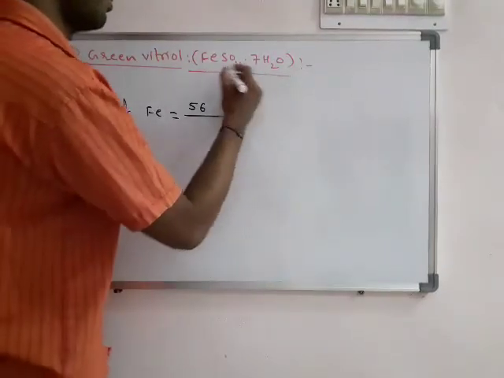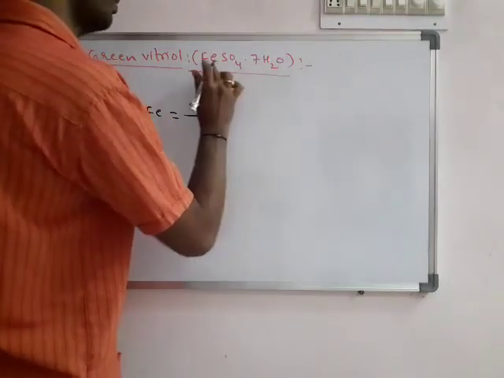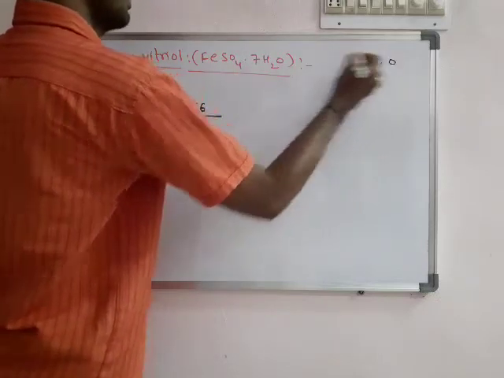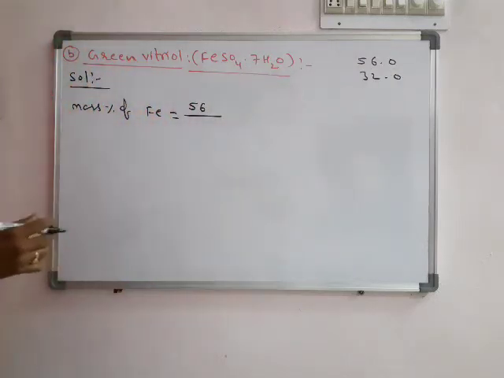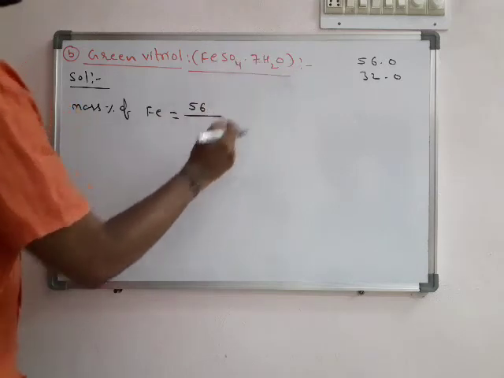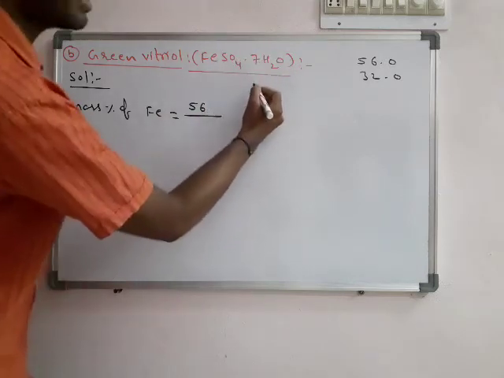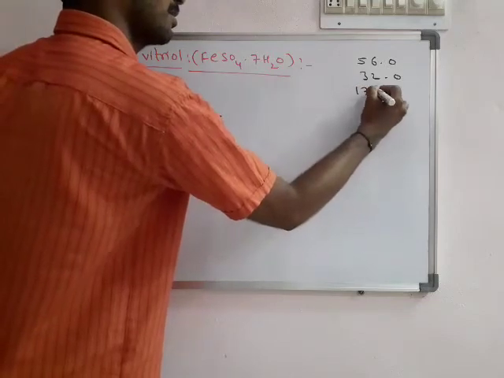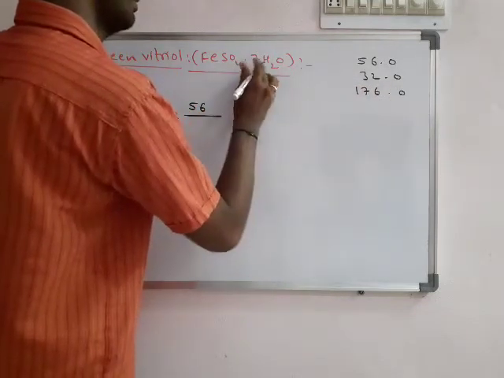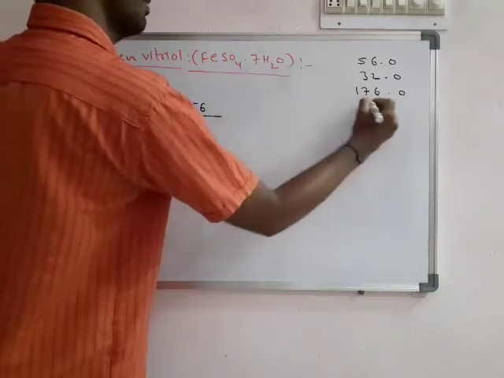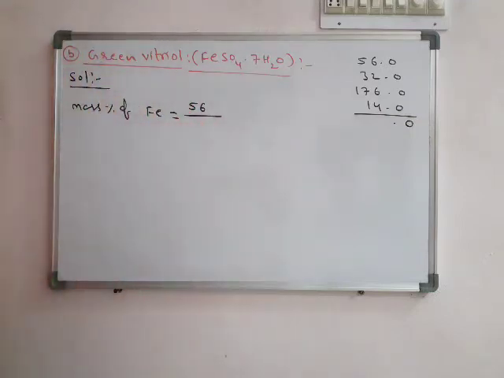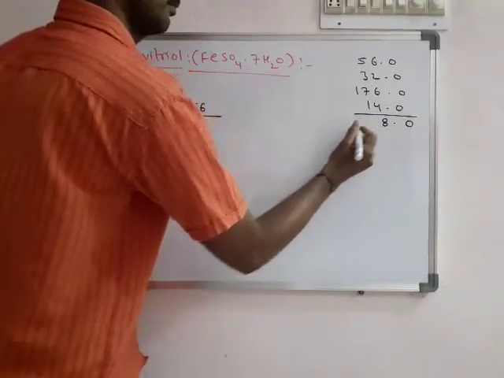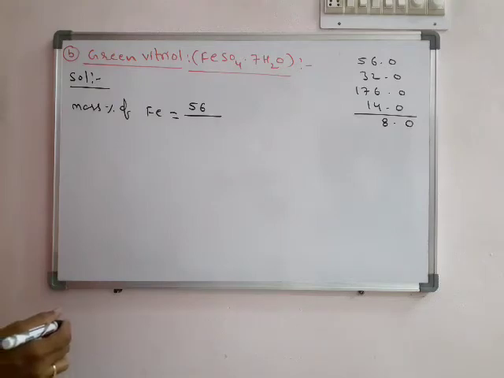So even we need to calculate the molecular weight. We must know the atomic weights. So the total: iron 56. Sulfur how much? 32. How many oxygens are there? Total 4, here 7, okay, 11 oxygens means 11 into 16, that is 176. 7 hydrogens, 7 into 2 is 14 hydrogens. What is the total mass? Next, 10, 12, 18, 3, 6, 9.